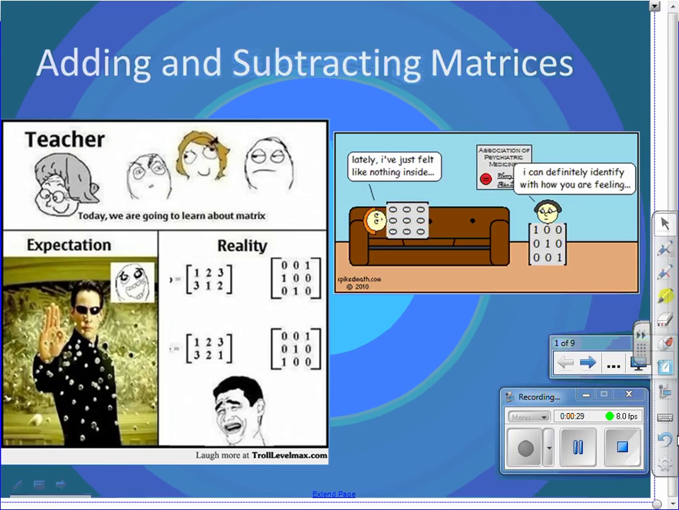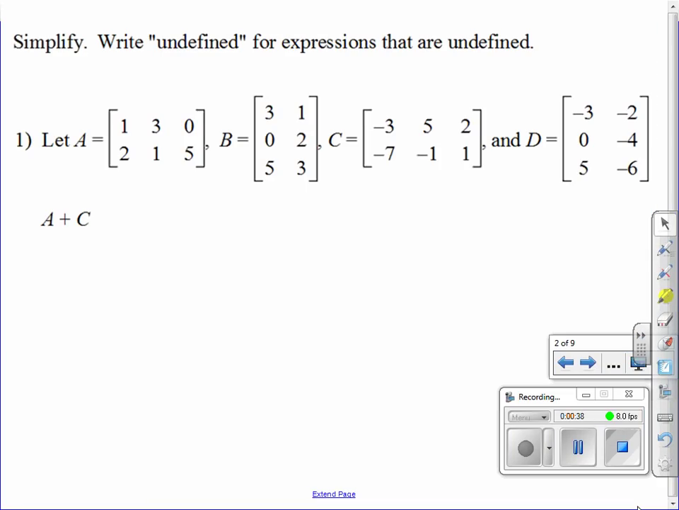You can't just do it. It depends on the matrices that you're handed. That's what we're going to look at in this video. So let's just get right to it. Let's get down to brass tacks.